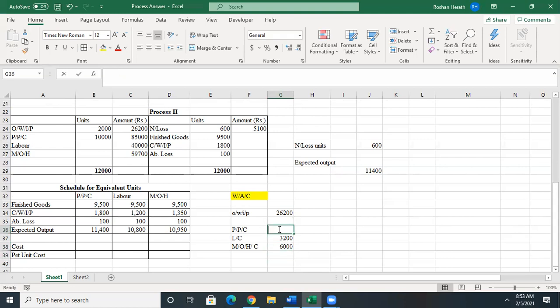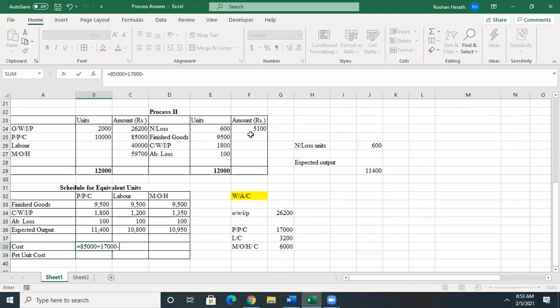Then what is the previous process cost? The difference. This is it. 17,000. So that is the cost that you have split among the main cost components. Then you can easily take it: 85,000, the previous process cost, plus 17,000, but you need to ensure that you deduct the value of the normal loss. The normal loss value is 5,100. That must be deducted from the previous process cost. It may be either material or previous process cost.